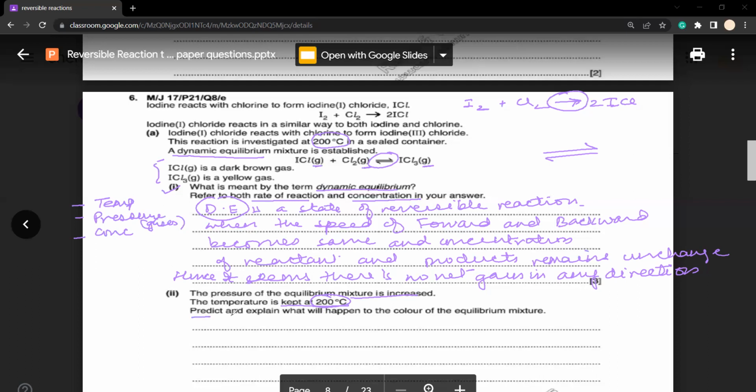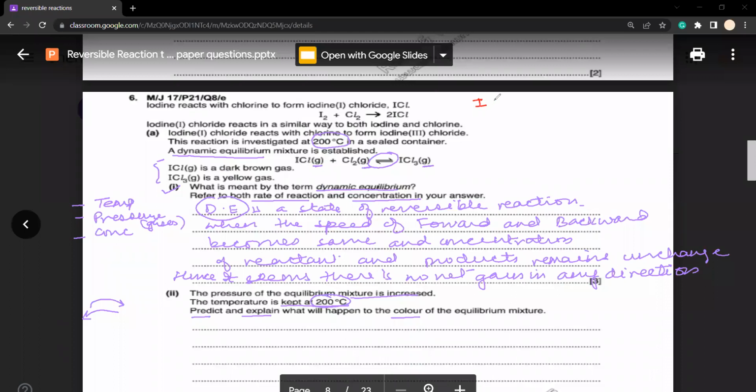Predict, again comes the word predict, and explain what will happen to the color of the equilibrium mixture. Now, they're not asking whether the reaction is going to go forward or backward, but they're asking in terms of observation, in terms of color. So now let me write down the whole equation over here, and then I'll write down the colors below that, so that we are able to understand why the color is coming.